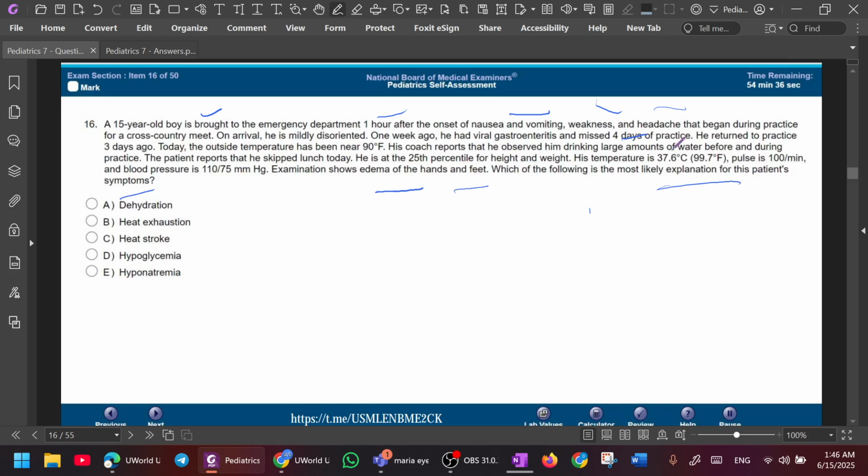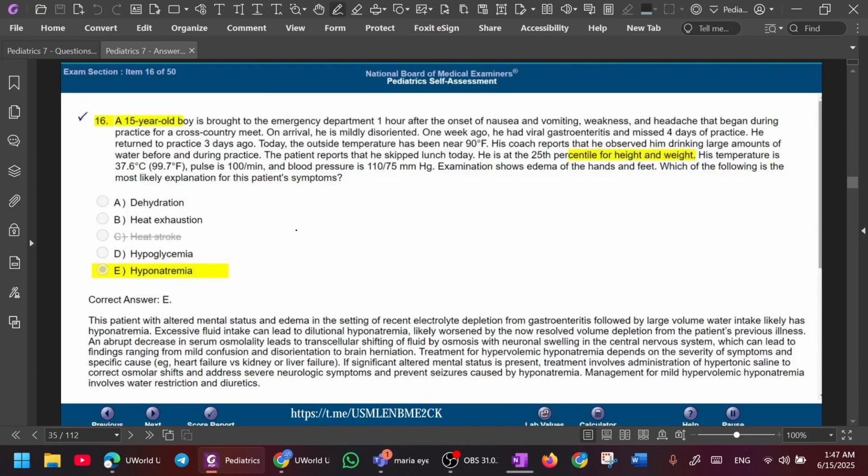The only thing I can think of is drinking a large amount of water before. Is it hyponatremia? Yeah, maybe. I don't know if it causes edema, but yeah, it's hyponatremia. This patient with altered mental status and edema in the setting of recent electrolyte depletion from gastroenteritis followed by large volume water intake likely has hyponatremia.